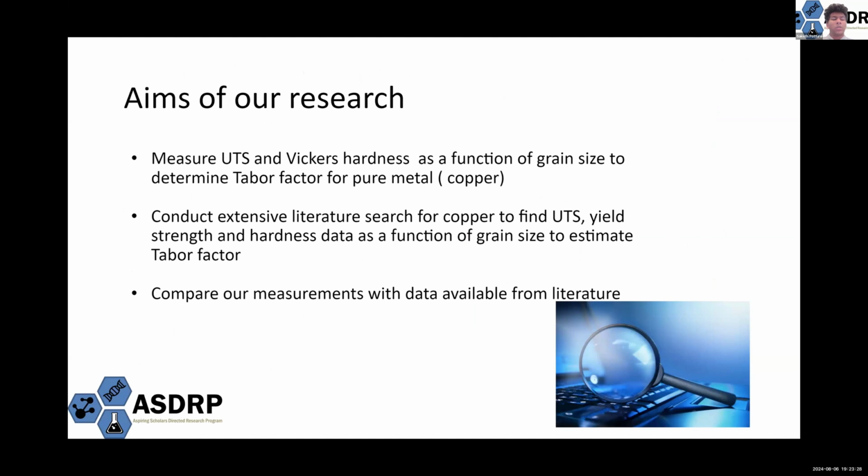The aims of our research are to measure the ultimate tensile strength and Vickers hardness as a function of grain size to determine the Tabor factor for pure metal copper. We also plan to conduct an extensive literature search for copper to find the ultimate tensile strength, yield strength, and hardness data as a function of grain size to estimate the Tabor factor. We plan to compare our measurements with data available from the literature.